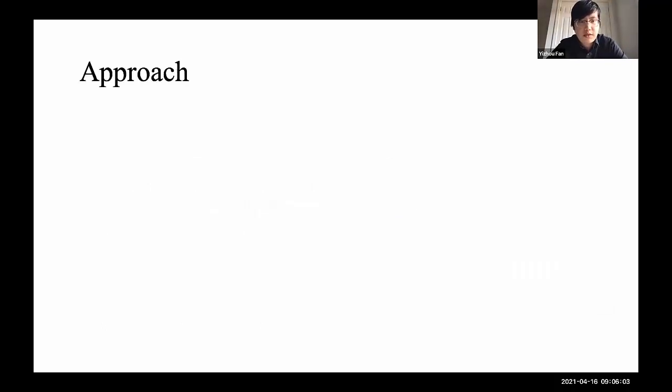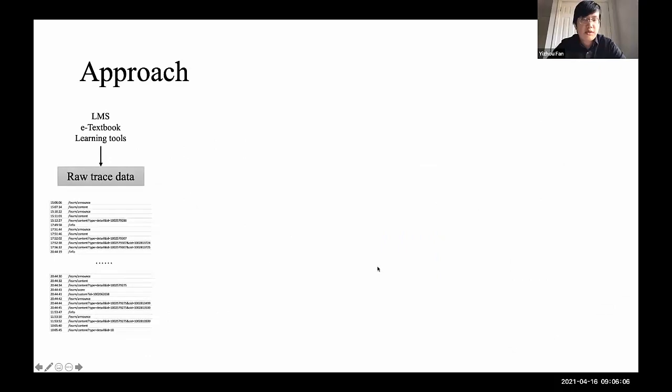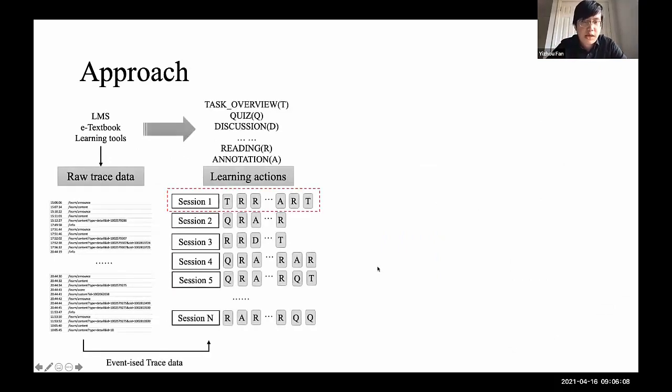Once we collected the data and synchronized all the raw data, we built an action library to label all the raw data into certain learning actions, for example, reading, annotation, quiz, or task overview. We also segmented all the learning into sessions. We used 45 minutes as a cut. If one learning action is longer than 45 minutes, which shouldn't happen in the natural learning process, that's a signal that we consider this session was terminated.